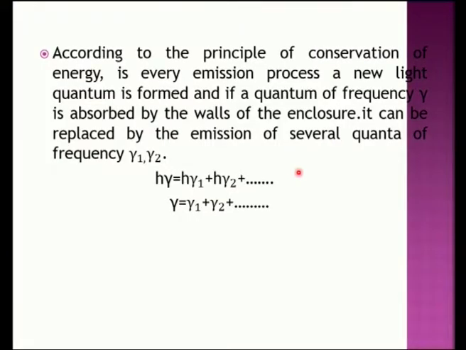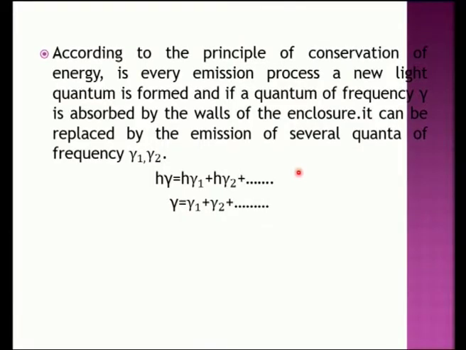Next, according to the principle of conservation of energy in the black body radiation emission process, a new light quantum is formed, and if a quantum of frequency nu is absorbed by the walls of the enclosure, then it can be replaced by the emission of several quanta of frequency nu 1, nu 2, etc. So, nu is equal to nu 1 plus nu 2 plus nu 3, etc. Several quanta are emitted: nu 1, nu 2, nu 3 are emitted, and nu is the absorbed one. Here the principle of conservation of energy is used.